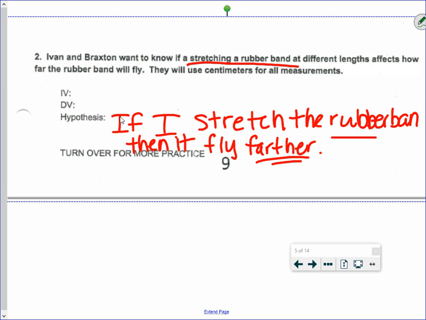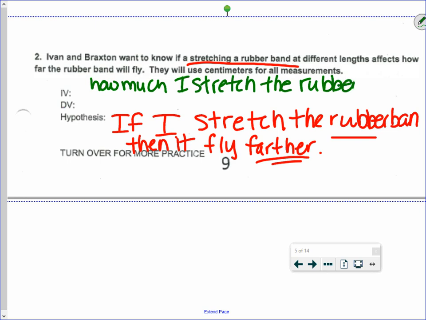My independent variable is how much I stretch the rubber band, because I'm going to change it. I stretch it a little bit more, and keep doing the experiment. And then I have to figure out how far it goes. My dependent variable is how far it goes. How far it flies. What do we think? Are we getting the hang of it?